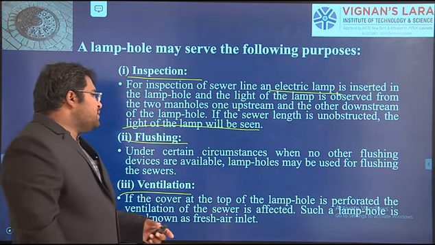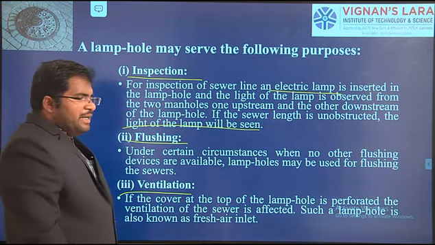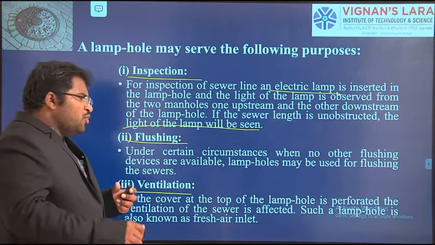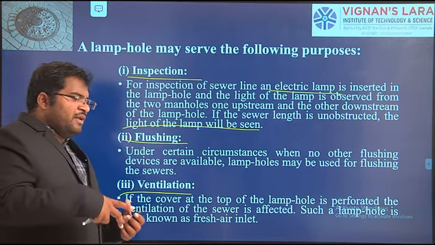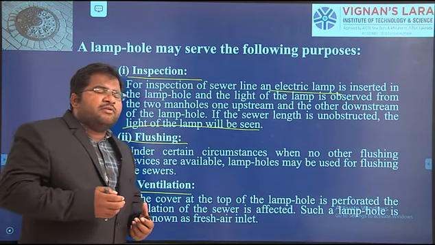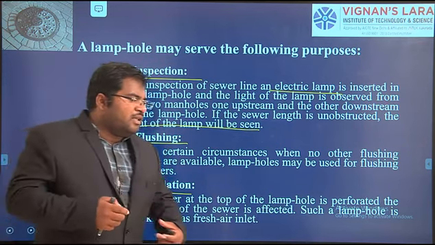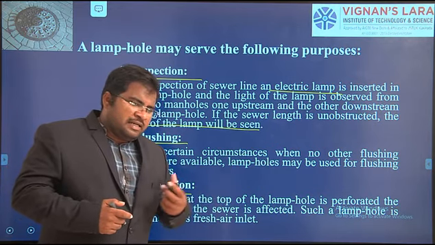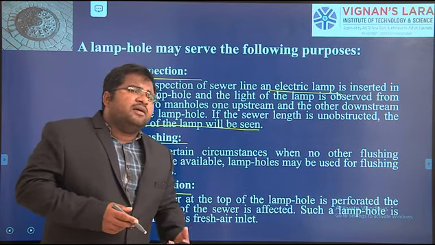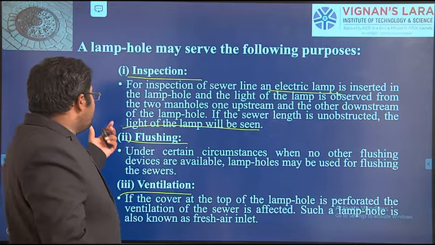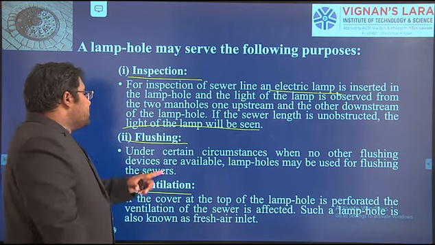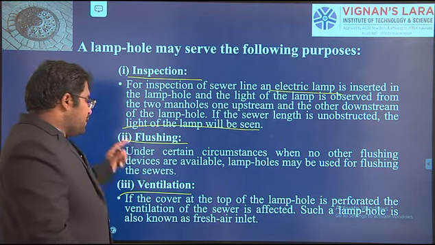Next, flushing. Under certain circumstances, when there is no flushing device available, we will use these lamp holes for flushing. Now we have to give a large amount of water with high velocity, so that is called flushing. If you are sending water with high velocity, it will carry out all the settled particles or settled sludge along with the water, and there won't be any obstruction in that particular place.